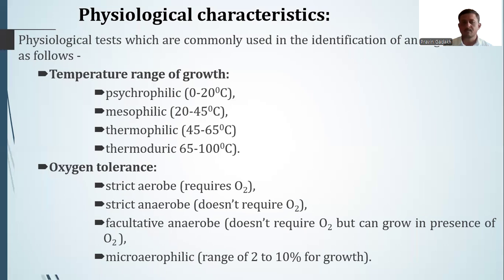Apart from that, the fourth group is nothing but the microaerophilic. That means a range of 2 to 10% oxygen is required for their growth. So on the basis of oxygen requirement, organisms are grouped into different groups. So on the basis of biochemical characteristics and physiological characteristics, we can group different organisms into different groups, and they are quite helpful for the classification of organisms. Next characteristics we'll discuss in the next lecture.